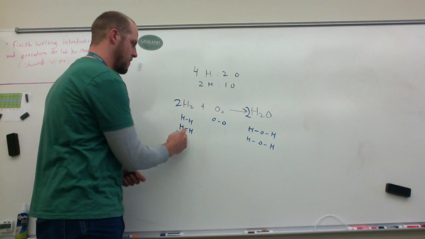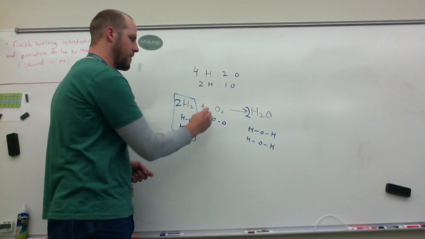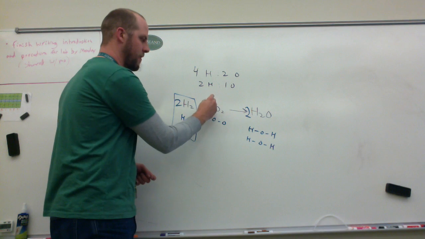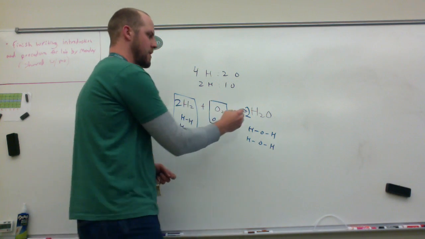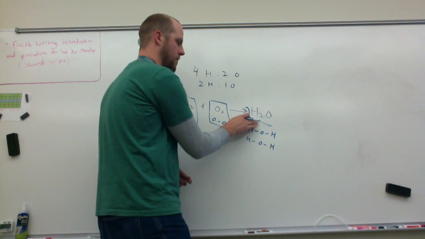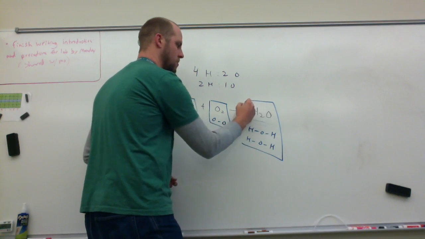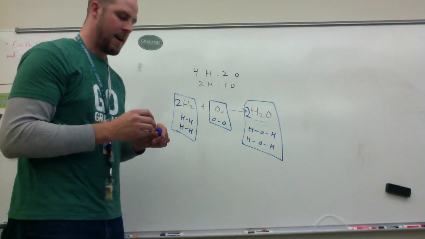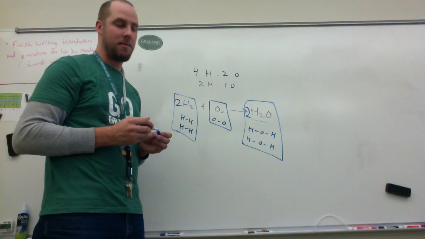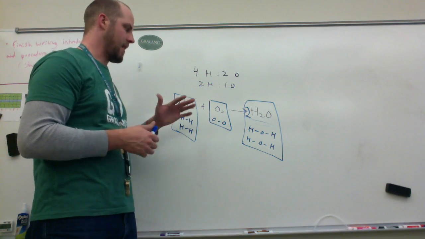We've got 2 hydrogen molecules for every, there's really a 1 in front of here, 1 oxygen molecule to give us, why am I doing that? To give us 2 water molecules. So that is a balanced chemical equation, what we just did there.